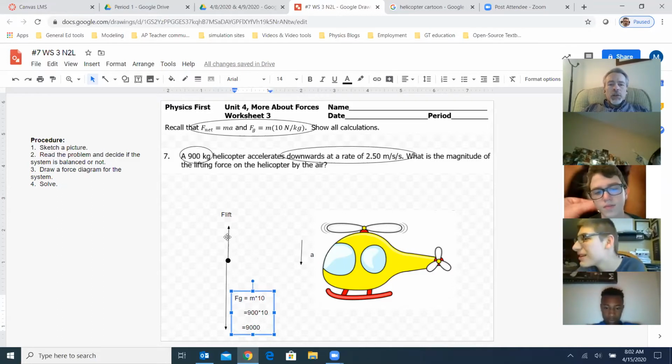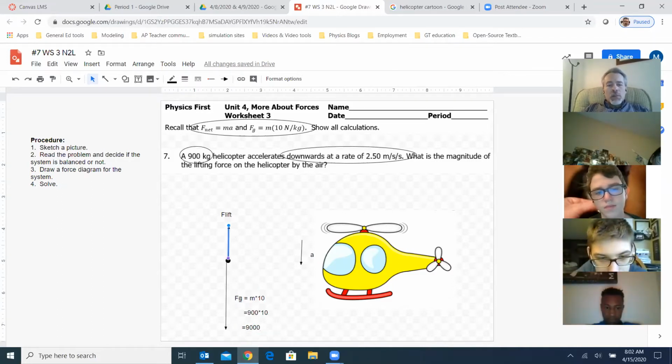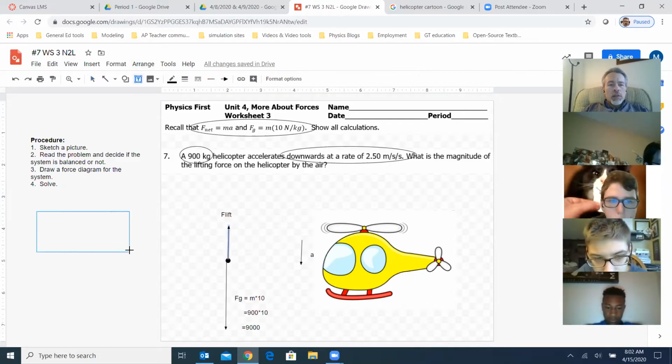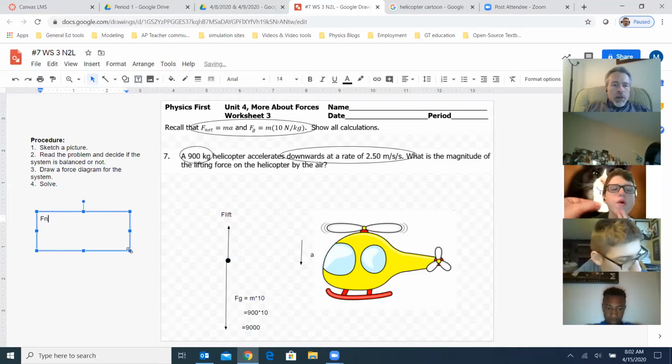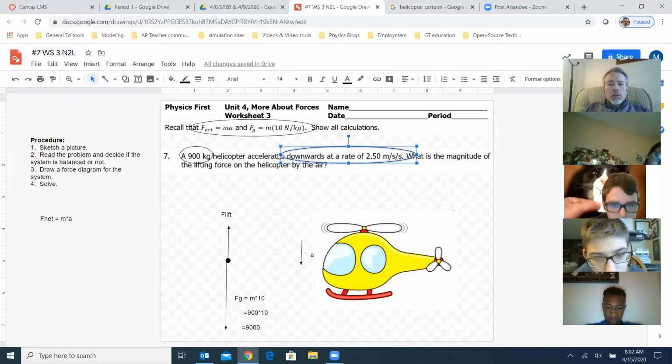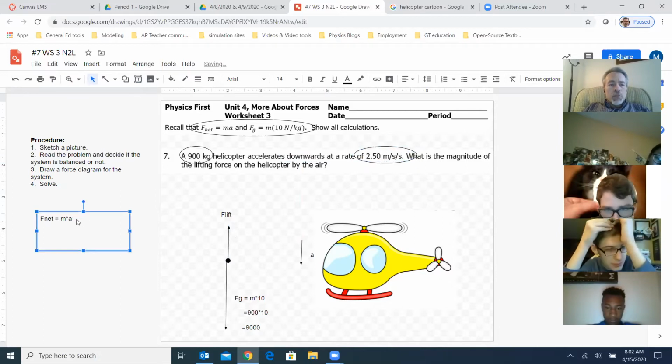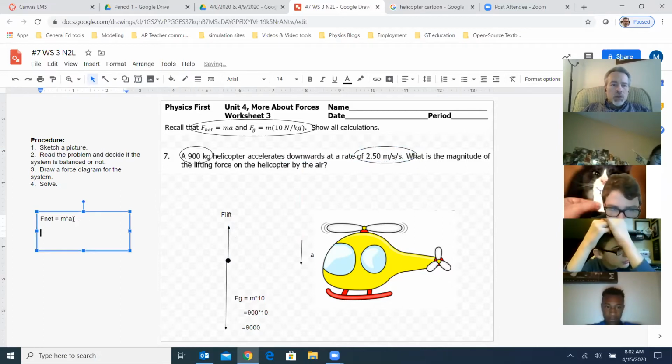In order to figure out the lift force, because it's not balanced, it's not going to be 9,000. What I have to do next is use F net equals MA. So F net equals M times A. And it says the acceleration is 2.5. So I'm going to do the mass, which we said was 900 in the problem, times 2.5.